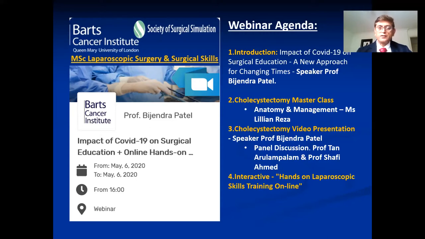Step by step, having broken down the operation into small bits, we will learn different aspects of the operation as we go from access to completion of the procedure. And finally, we'll have the last half an hour dedicated to online hands-on skills training. Today we'll be focusing on acquiring skills for making an endoloop, which we use in our routine practice for appendicectomy. The endoloop is made using an extracorporeal Roeder knot technique, which is what I'm going to teach you online today.